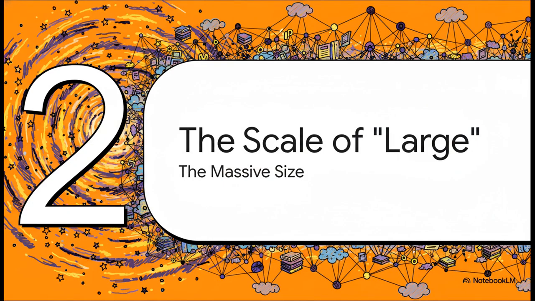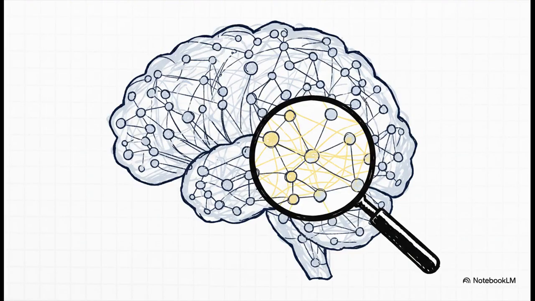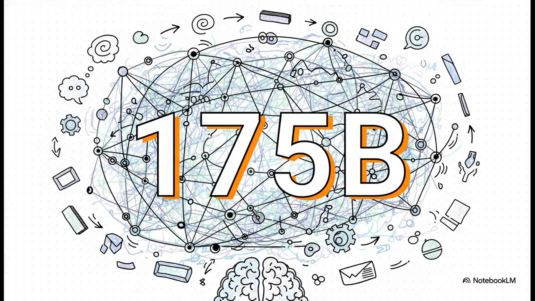So we've got the language model part down. But what about the large? Okay, this is where things get kind of mind-boggling. Now, large isn't just some casual word they threw in there. It specifically refers to something called parameters. And a simple way to think about parameters is that they're the individual connections inside that digital brain. The more parameters you have, the more powerful and complex the model can be. So how many are we talking about? Well, take GPT-3, which was a huge leap forward. It has 175 billion parameters. That's just an almost unimaginable number of connections, all firing away to understand and generate language.